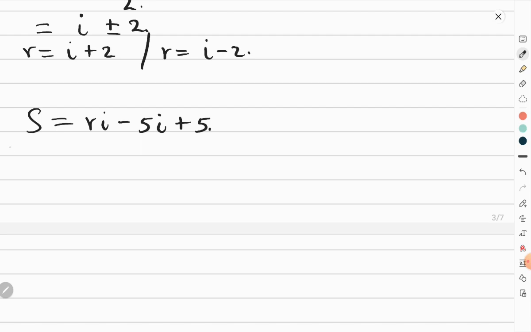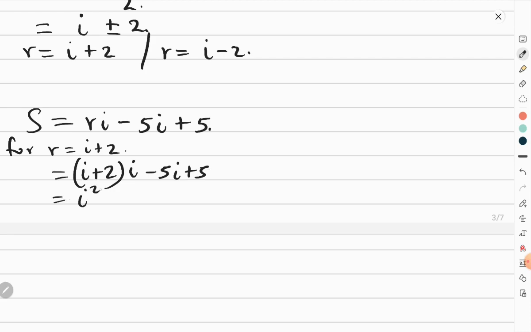Then for r, which is equal to i plus 2, our s is going to be, in the place of r, we're going to put i plus 2, then multiplied by i over there, then minus 5i, then plus 5. Then we can simplify this. i times i is basically i squared, then plus 2i, then minus 5i plus 5.